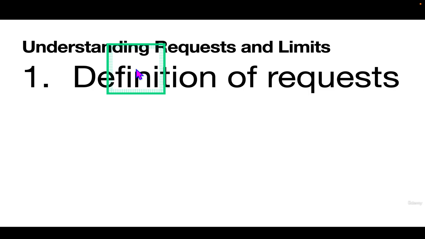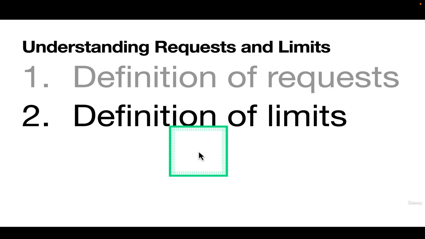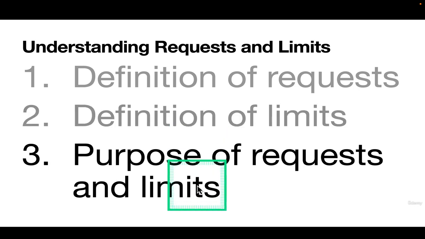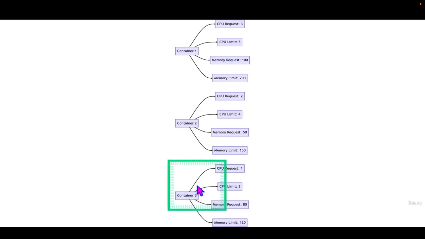Definition of request. Requests are the minimum amount of resources such as CPU and memory required by a container to run. They are used by the scheduler to determine the best node to place a pod. Definition of limits. Limits are the maximum amount of resources that a container can consume. They prevent resource overutilization and ensure fair allocation among containers. So, the purpose of requests and limits: they enable efficient resource allocation and prevent resource contention within the cluster.